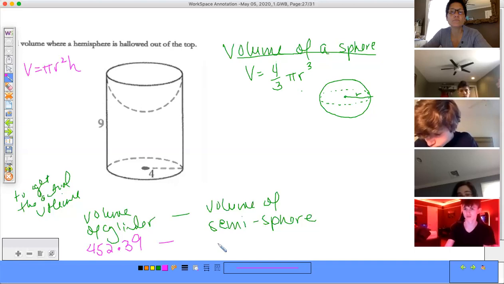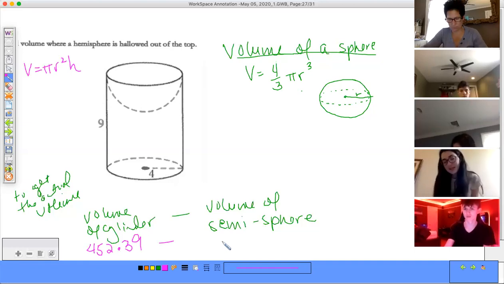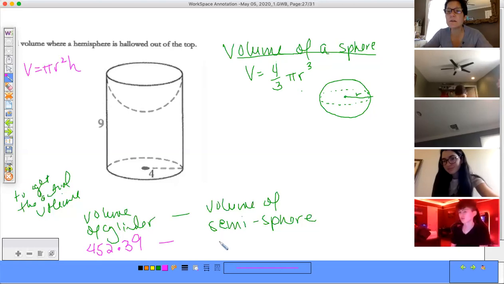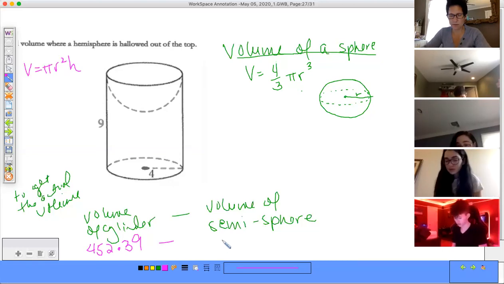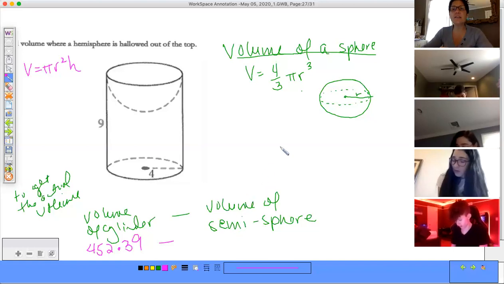I'm not sure it's right, but I got 268.08. Okay, so we're going to do 4/3 times pi times R, what was R? 4, so 4 to the 3rd power. You use that little caret button. So what did you get? 268.08. Okay, that represents the volume of a whole sphere, yes?